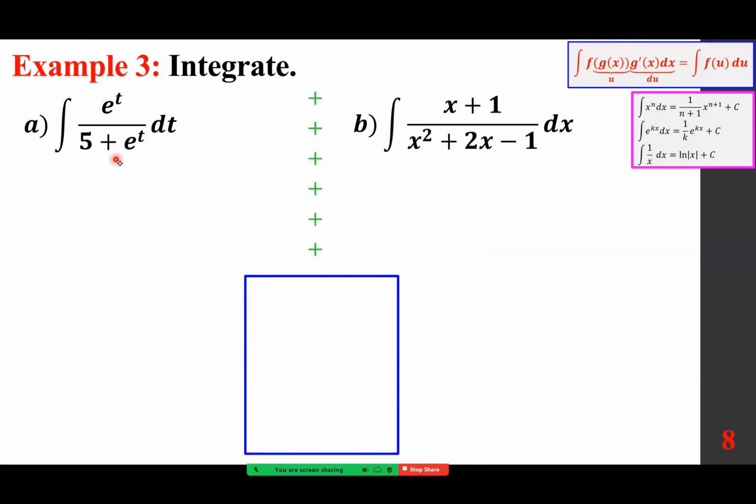Number one, you want to simplify if you can. If you're dealing with any fractions, you want to put it in lowest terms. And when you cannot, normally the choice of u is the denominator. So if we choose 5 plus e to the power of t as the choice of u, you see that the derivative is e to the power of t, in other words, du/dt. So du is e to the power of t dt.